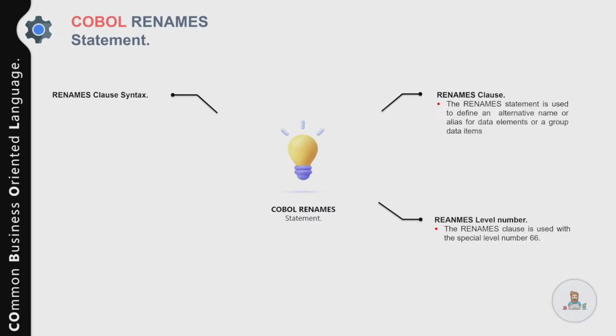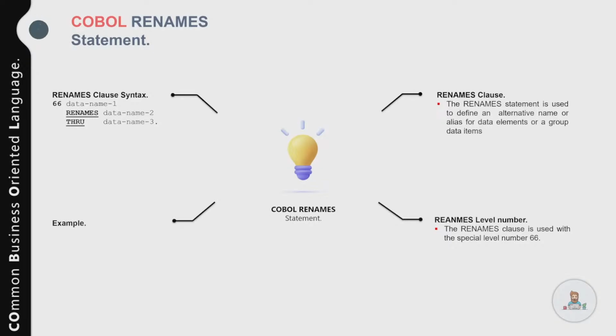Now let's talk about the syntax of rename clause. So the syntax is pretty simple and straightforward. You have level 66, which is used to define your rename clause. After that, you have data name 1 followed by rename keyword. After that, you have data name 2. Then you have keyword through up till data name 3. Now, data name 2 through data name 3 is the original area of storage, and data name 1 is the new name that you can use to manipulate it.